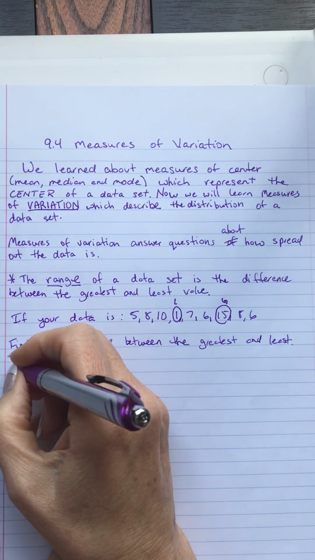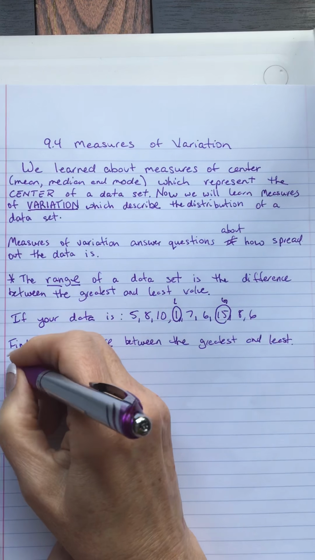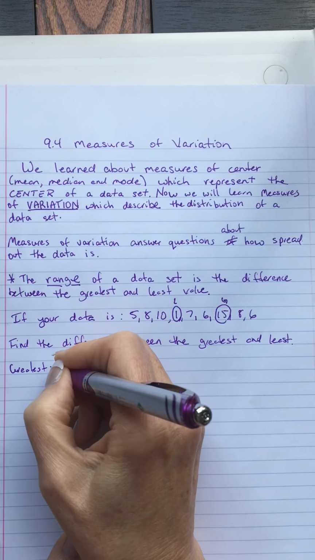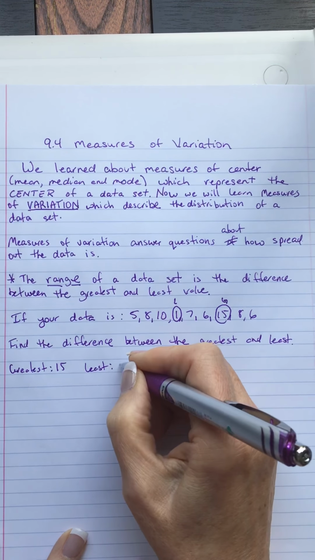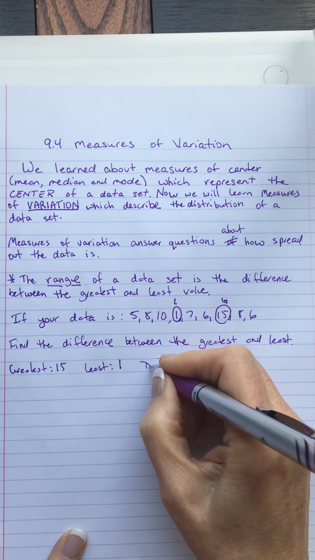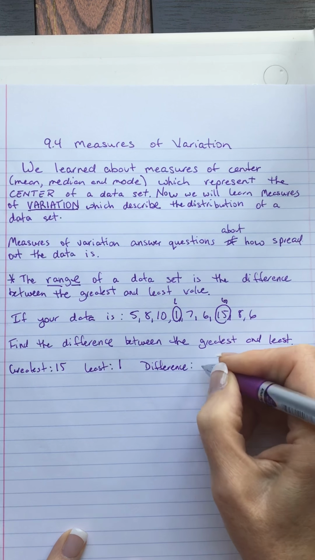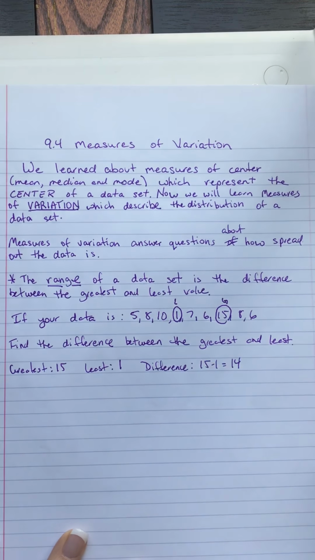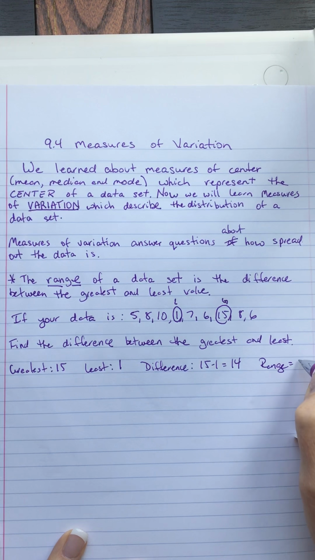Okay, so the greatest is 15, least is 1, the difference is 15 minus 1, or 14. So the range equals 14.